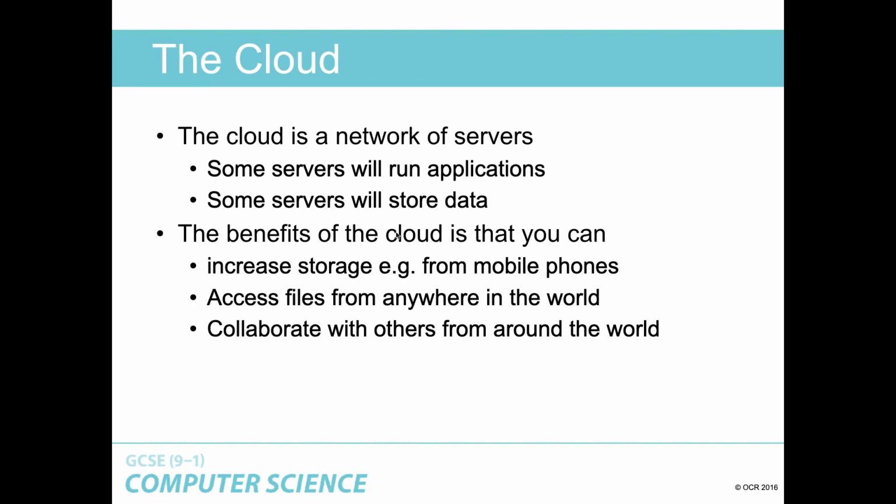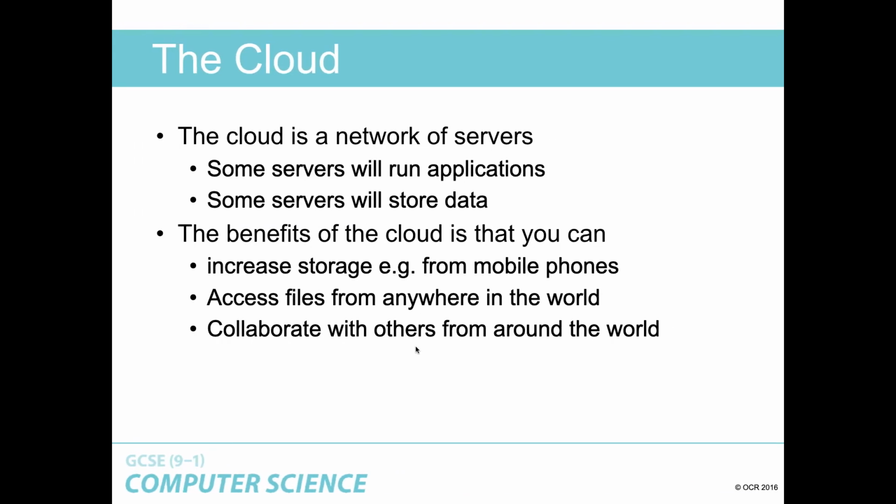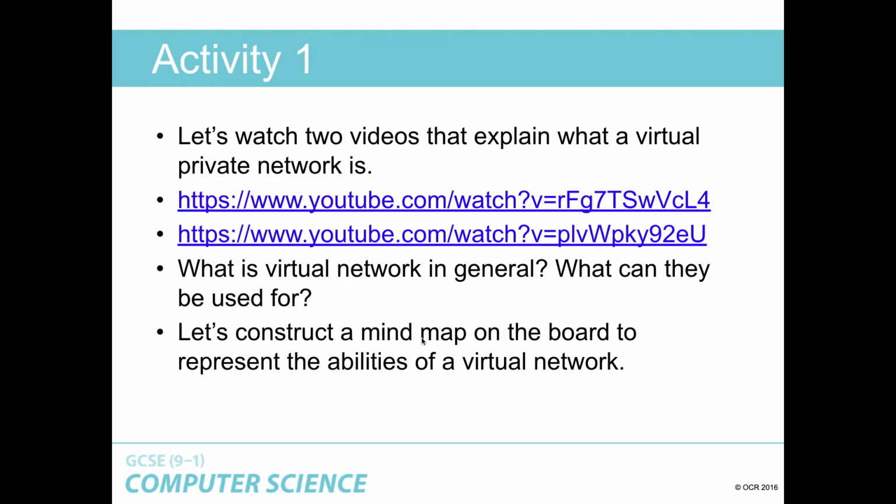Okay, so obviously the benefits of this is that you can increase storage, so you can have a lot more storage than your physical device might have. You can access your files from anywhere in the world, and you can collaborate with others from around the world. So if my file exists here on this secondary storage, I can send someone a link for them to be able to access it and be able to collaborate as well. And that's where things like Google Docs, Google Sheets, and other cloud products allow you to really work collaboratively.